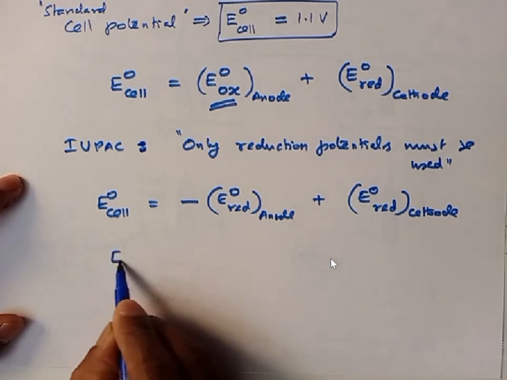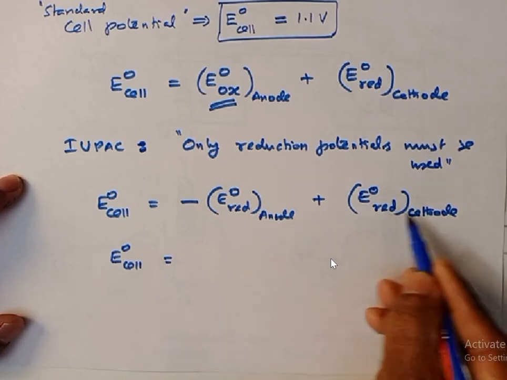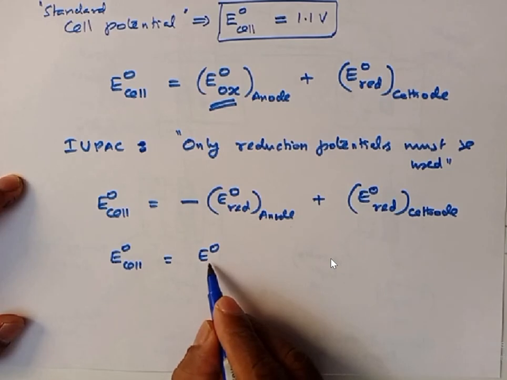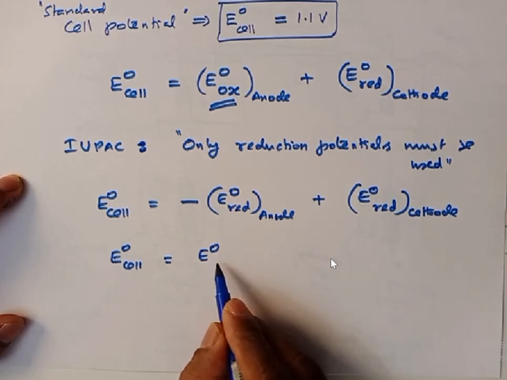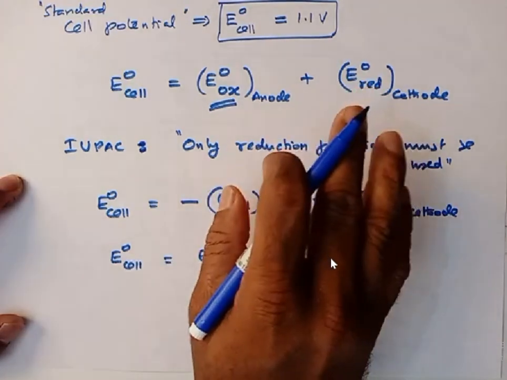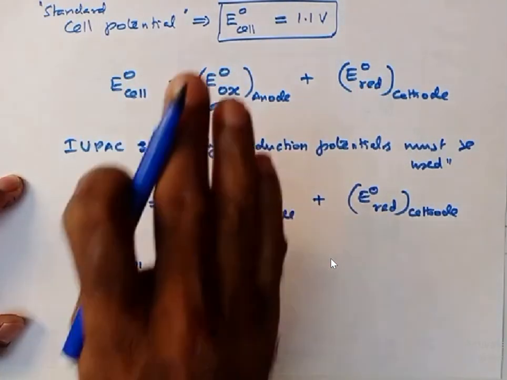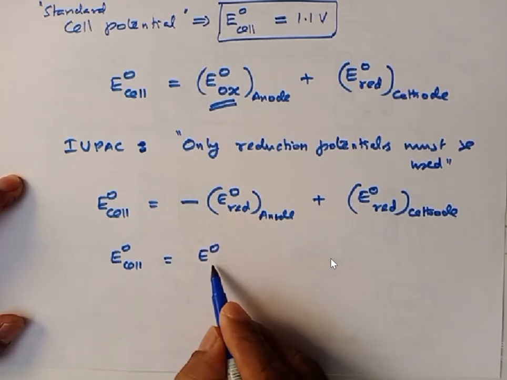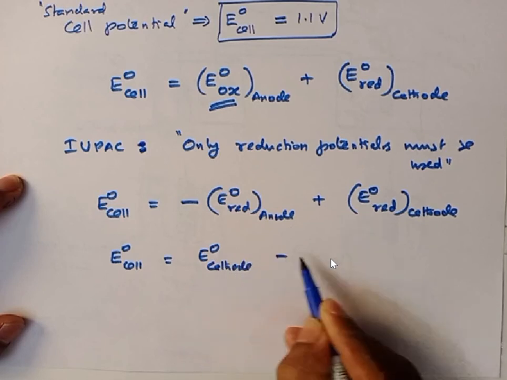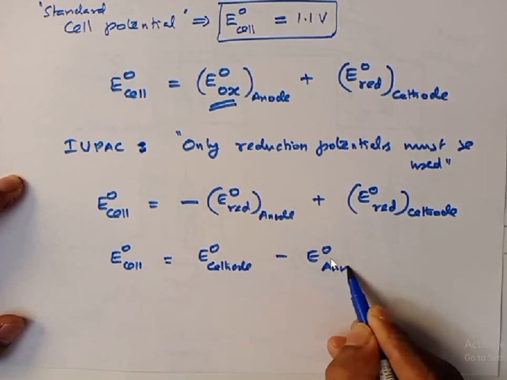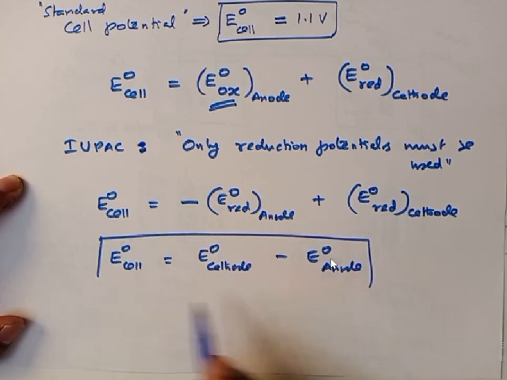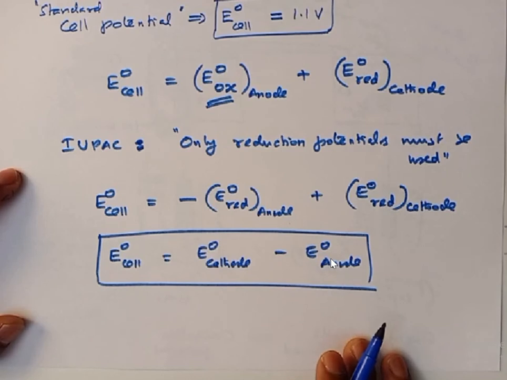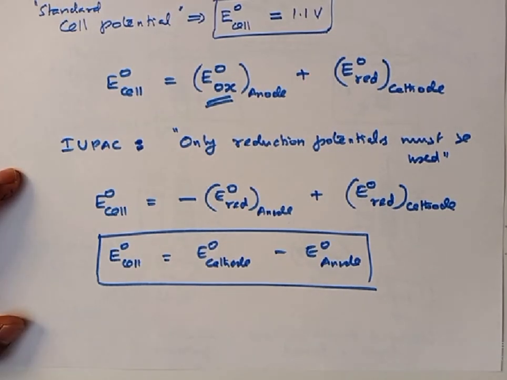So E naught cell equal to, we can also write this as, I'll write this positive first. E naught reduction, hereafter you need not write reduction potential because it is reduction potential only. According to IUPAC, we should use only reduction potentials per electrodes. So I'm not going to write red and all. I'll just simply write E naught cathode minus E naught of anode. E naught cathode minus E naught of anode. Right, students? This is very important.